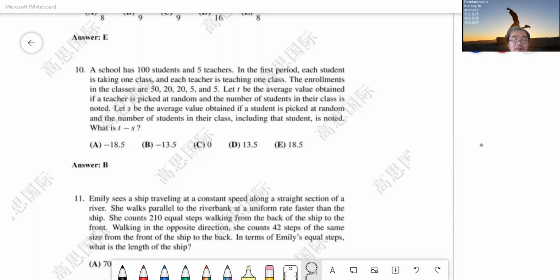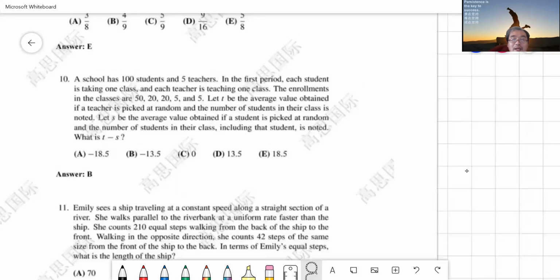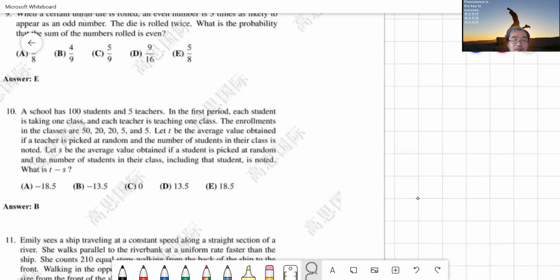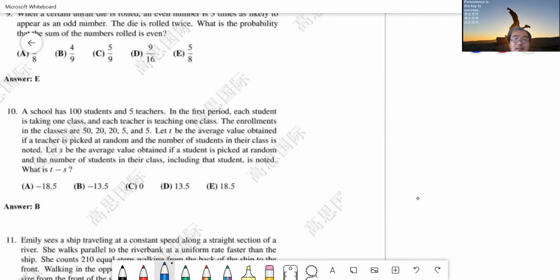I think for this question, you really want to know what it is asking for. So this is actually asking for what we call expected value.